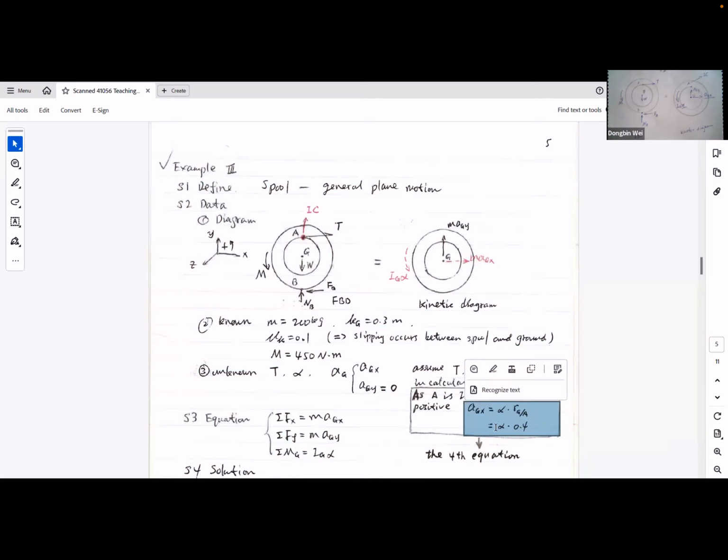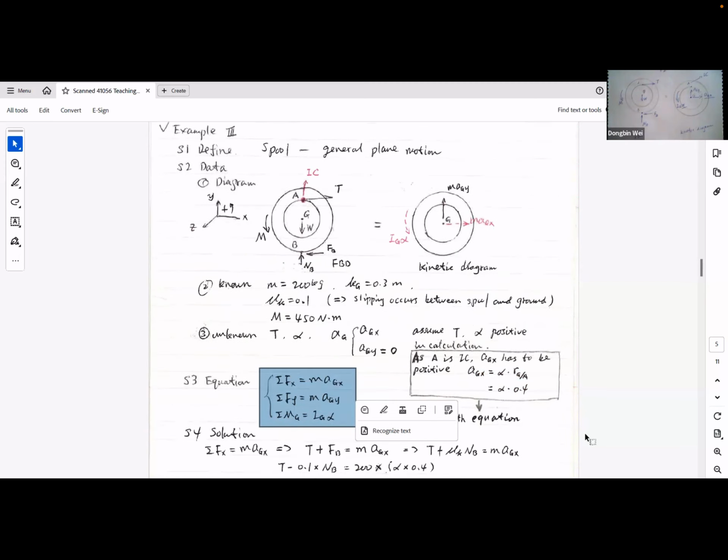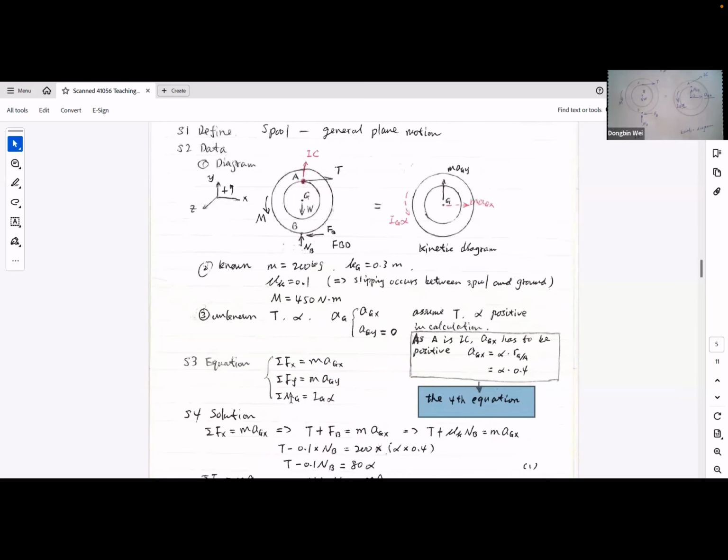And this is the conclusion we worked out in week 3 when we studied acceleration analysis in rolling without slipping problems. And this means besides these 3 equations from equation of motion we can establish, we actually have one more equation. And we can use this equation to assist our calculation. Now, have a look.